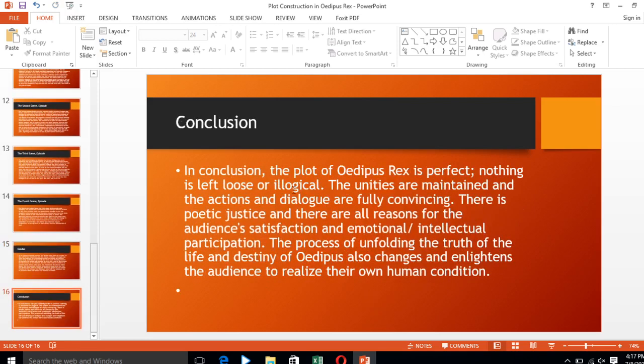In conclusion, the plot of Oedipus Rex is perfect. Nothing is left loose or illogical. The unities are maintained, and the actions and dialogues are fully convincing. There is a poetic justice, and there are all reasons for the audience's satisfaction and emotional and intellectual participation. The process of unfolding the truth of the life and destiny of Oedipus also changes and enlightens the audience to realize their own human condition.